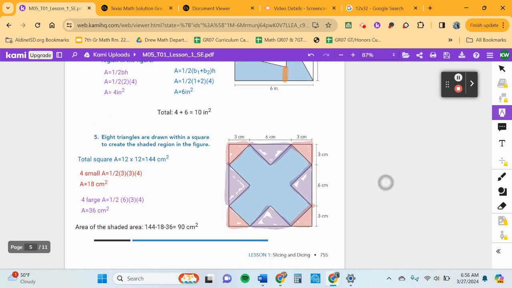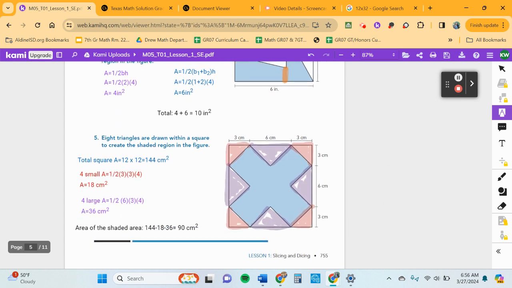And then for number 5, this one was a little bit more difficult because you had to figure out, how do I even break this down? Do I find the area of the squares in the center, or do I find the area of the triangles? For me, I found it was easier to subtract the triangles.